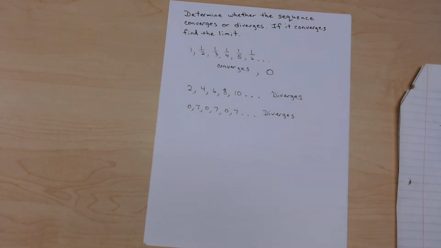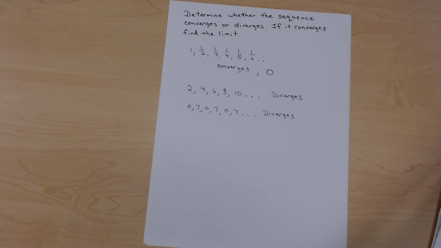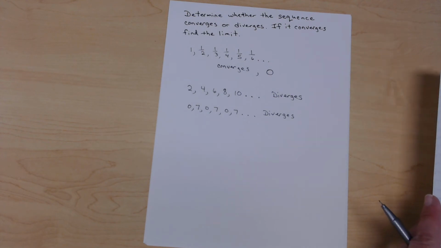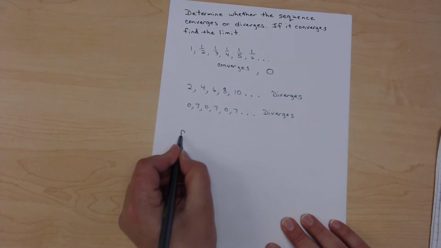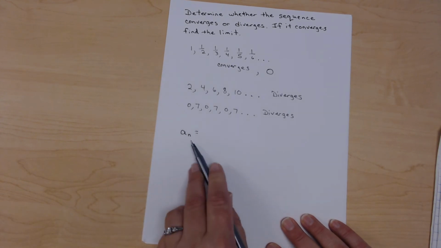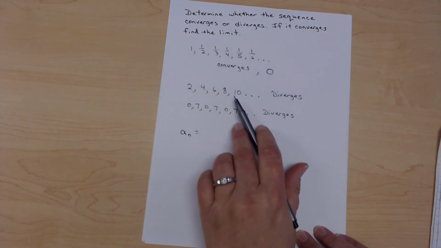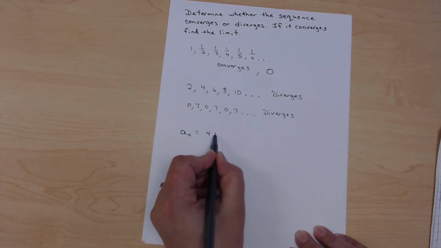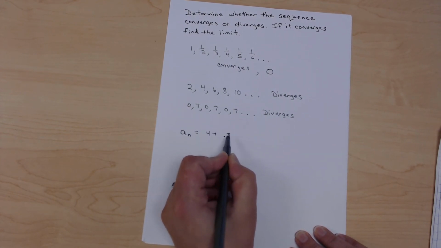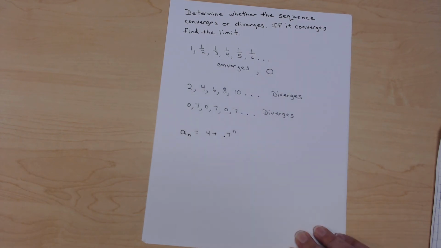Okay. All right. How about, let's do this. a sub n equals, so now this is more common as opposed to just visually doing it. I'm going to actually give you the rule. 4 plus 0.7 to the n.